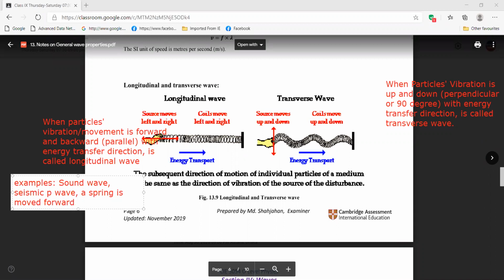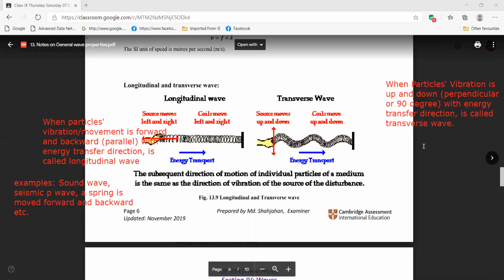If you have a space there, you write longitudinal wave examples this way. Otherwise, you write here longitudinal examples. Okay. Anywhere you can write, etc.